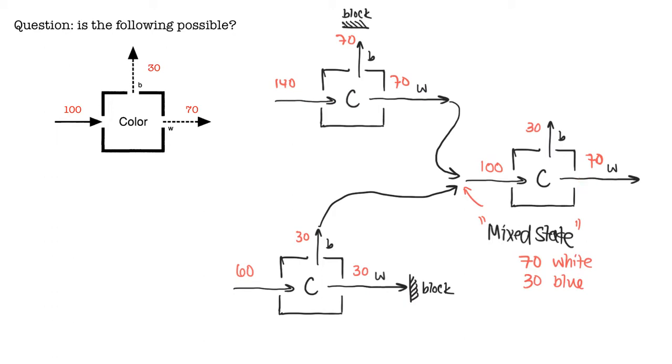Okay, so we call that a mixed state. And that's going to be in contrast to something called a superposition state. In a superposition state, a single electron that goes into the box, the output of that one electron cannot be predicted with 100% certainty. So notice there's a difference between saying any given electron has a 50-50 probability of being measured blue versus I have 100 electrons and 50 of them are blue and 50 of them are white.